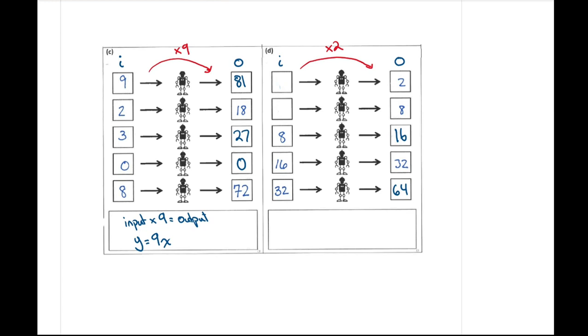Now, if I want to find the input, that means I need to work backwards. So if I'm going in the other direction, in reverse, I'm going to do the opposite of my rule. So I'm going to divide by 2. 2 divided by 2 is 1, and 8 divided by 2 is 4. So I can reverse my pattern or do the opposite of it to figure out what the input is, or basically the other column. So again, my rule was input multiplied by 2 equals output, or y equals 2x.